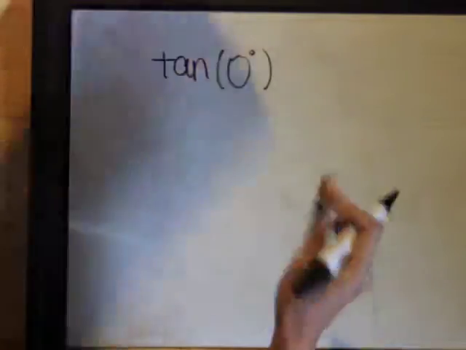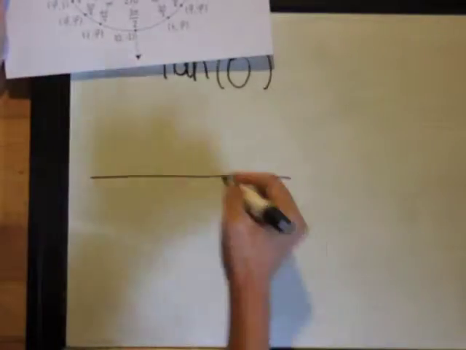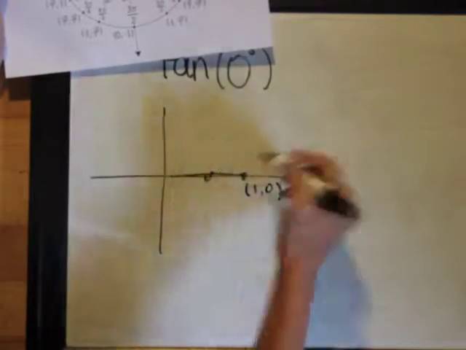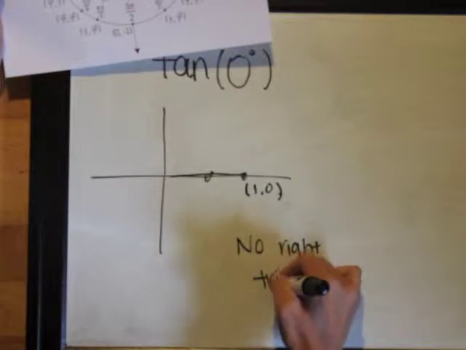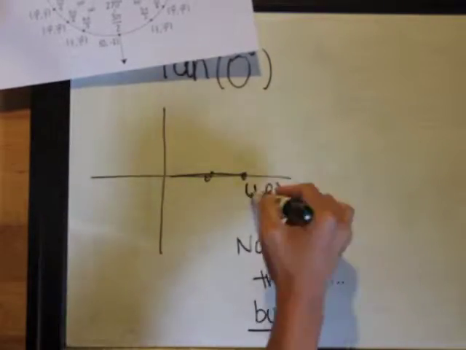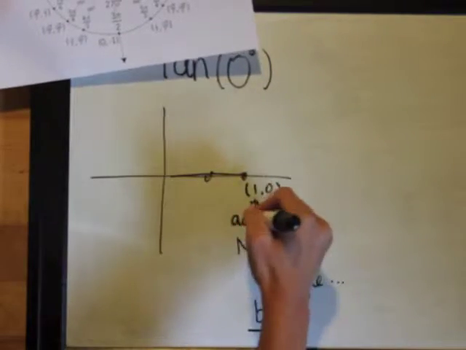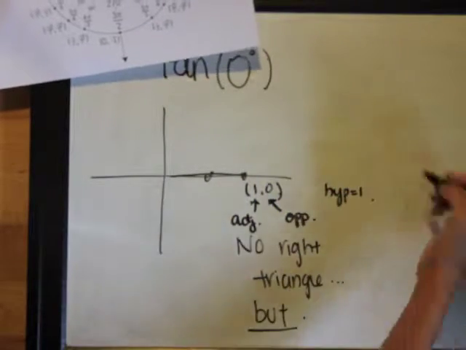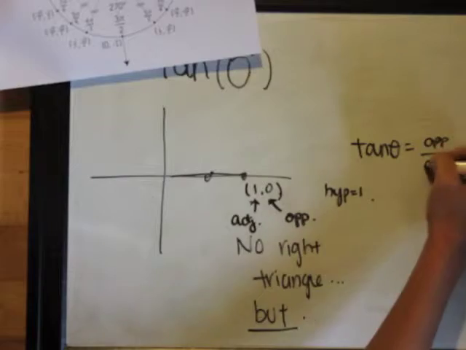The third question was a little bit tricky. So tangent 0. At 0 degree, there is no right triangle. However, you still have the x-coordinate and y-coordinate. X-coordinate tells you the adjacent, and y-coordinate tells you the opposite. So tangent is opposite over adjacent, so 0 divided by 1, and you get 0.